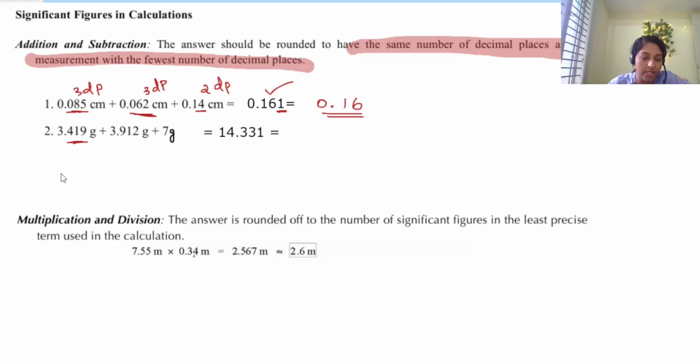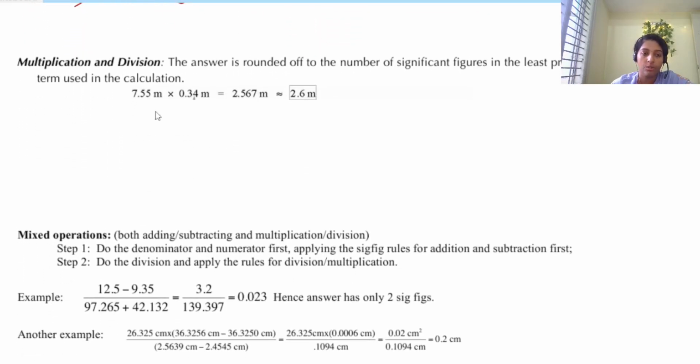Here again it's addition and subtraction, so again the same rule: 3 decimal places, 3 decimal places, and 0 decimal places. Here 7 gram, it's just 7 gram, so 0 decimal places. So again you can represent the answer with 0 decimal places. So look at the number 14.331 that you may have got, but you have to represent it like 14. Again this number is less than 0.5, less than 5, so you can drop that number. Clear? Okay, then see the second rule.